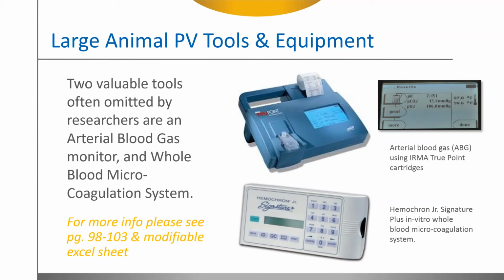Below, Hemochron, another very good coagulation detection device, is not to be omitted during your procedure. For PV cannulation, ACTs above 300 seconds are recommended.